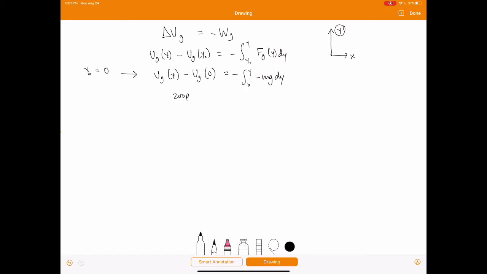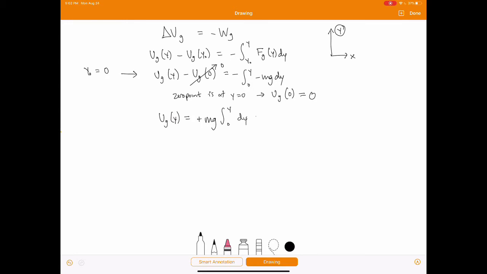Okay. But if we say the 0 point is at y equals 0, that means the potential energy at y equals 0 is equal to 0, meaning this term right here on the left side goes away. And we're free to set the 0 point wherever we want. So what we're left with is potential energy as a function of y is equal to, I have two negative signs on the right side, so it's a positive. And then mg is a constant, so that can come out. And then I'll have the integral from 0 to y of dy.